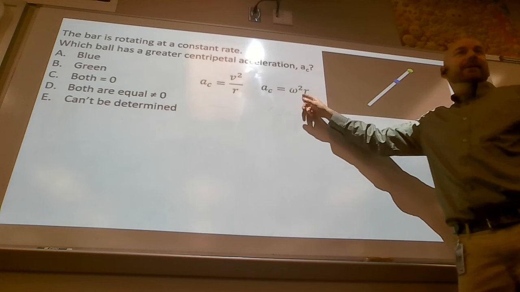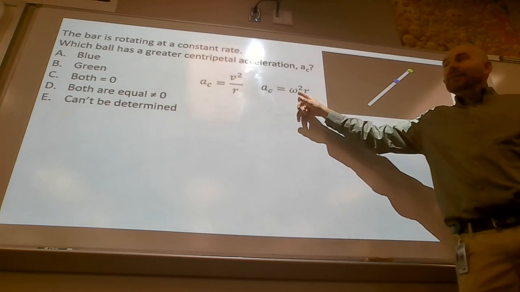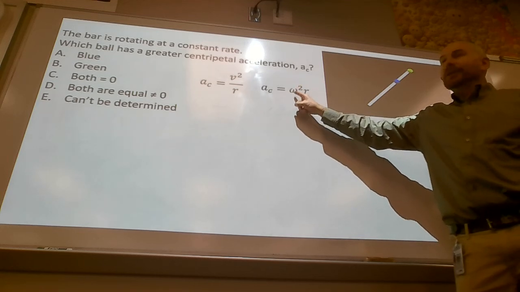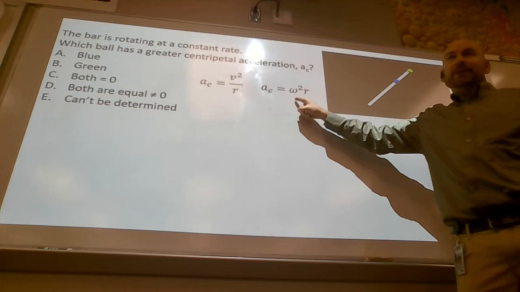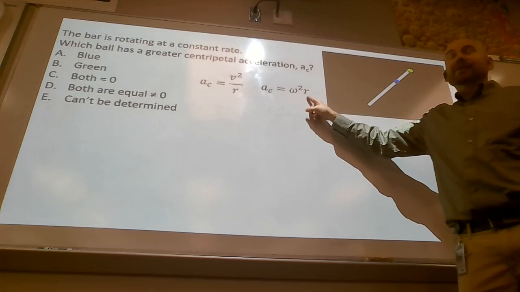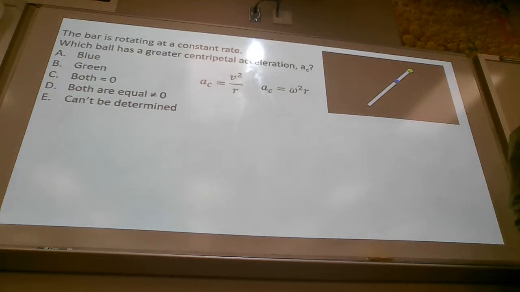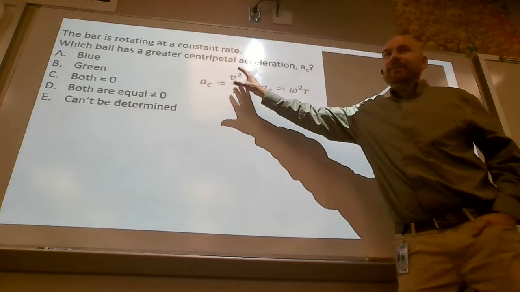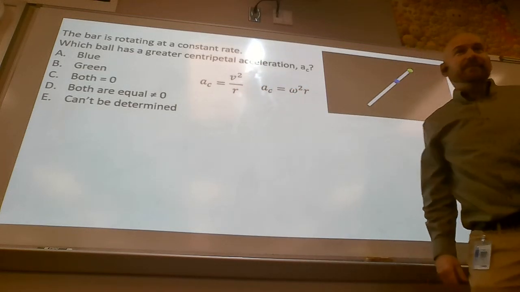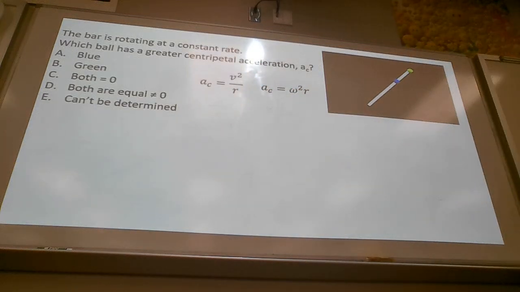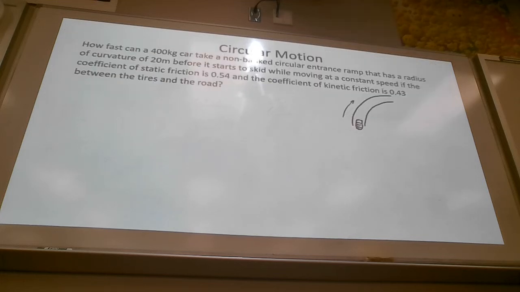This one is definitive. Because you know both the green and the blue both have the same rotational speed, but the green definitely has a bigger radius. Does that make sense? You see how this is fuzzy, this is like solid. Okay. So green has a greater centripetal acceleration.